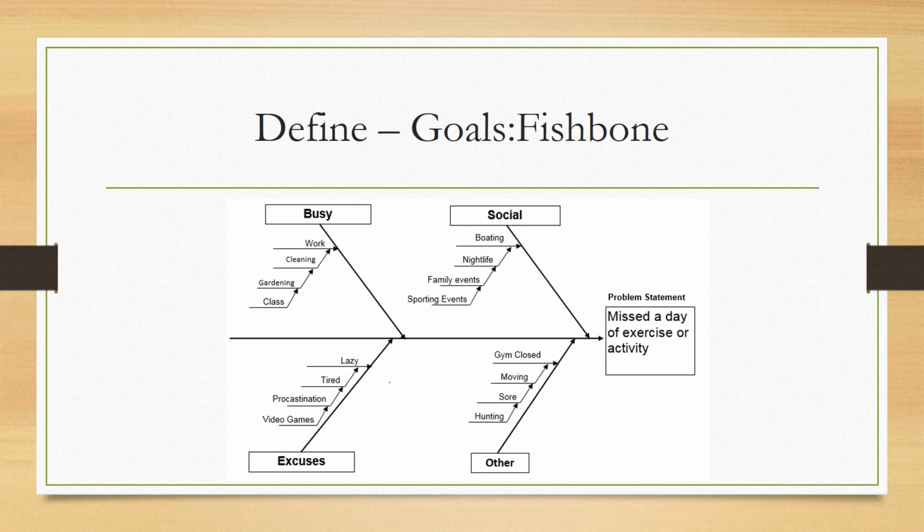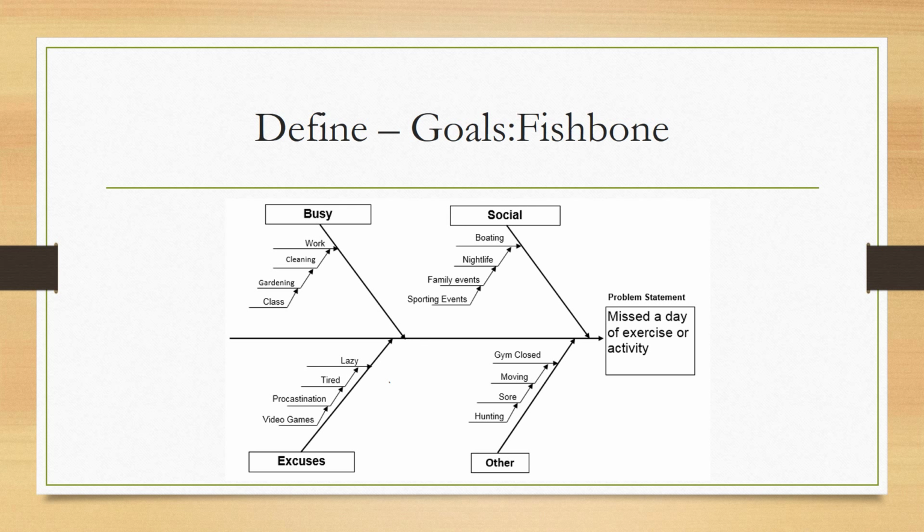Continuing with the define phase, one of the first steps I did was I created a fishbone to be proactive and map out some of those things that might intervene with the workout. Looking at the fishbone, the problem statement was missed a day of exercise or activity, and the different parts of the fishbone would be the reasons why.